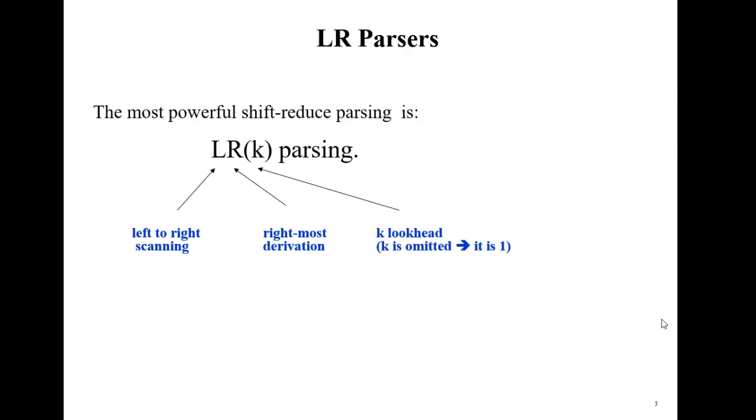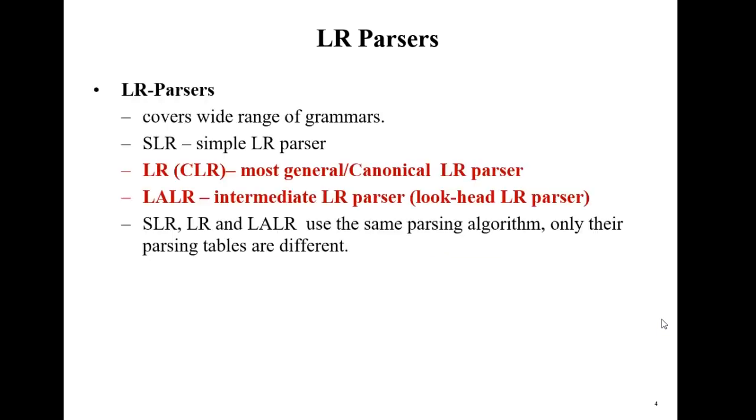In LR parsing, L stands for left to right scanning and R stands for rightmost derivation. K indicates look ahead. Here the K value is 1 because it scans one symbol at a time. There are three types of LR parsers. First parser is SLR parser, second one is canonical LR, third one is look ahead LR.